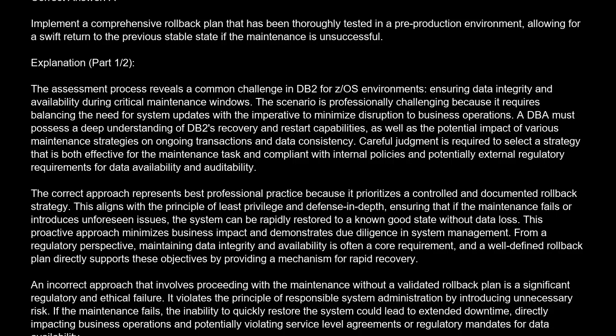From a regulatory perspective, maintaining data integrity and availability is often a core requirement, and a well-defined rollback plan directly supports these objectives by providing a mechanism for rapid recovery. An incorrect approach that involves proceeding with the maintenance without a validated rollback plan is a significant regulatory and ethical failure. It violates the principle of responsible system administration by introducing unnecessary risk.